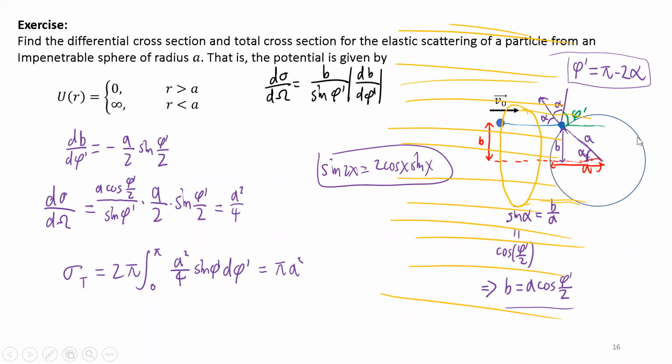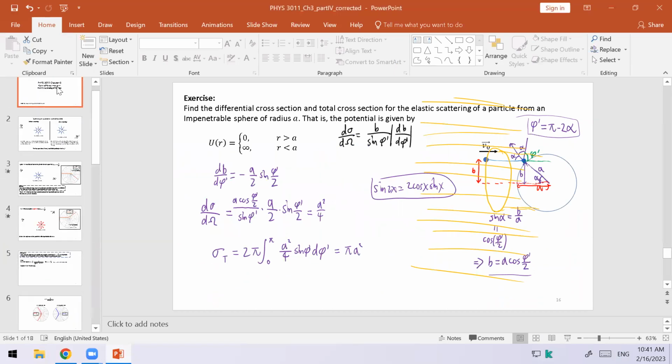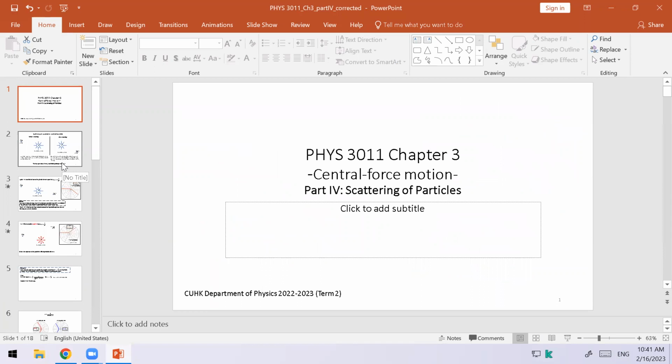Okay. So if you have that intuition, you should be able to obtain this result even without this calculation over here. So this is the end of this part of the chapter, and also the last part of chapter 3. As I said, this scattering problem will not appear in your exam in this course, although you may still get a homework problem.